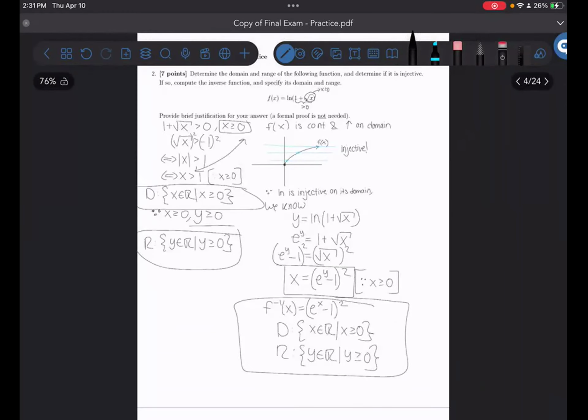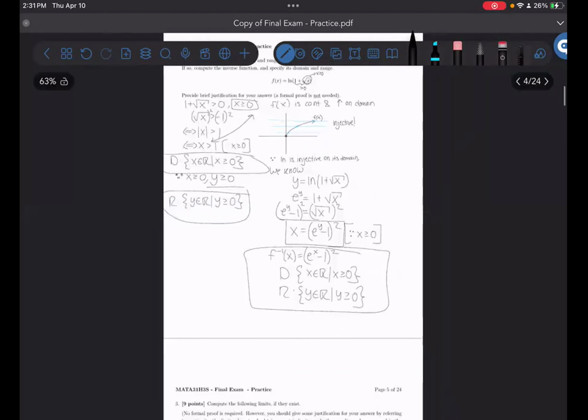Is question 2 good? Okay, I think it is. So I'm going to pass it on to the others to do question 3 and so on.